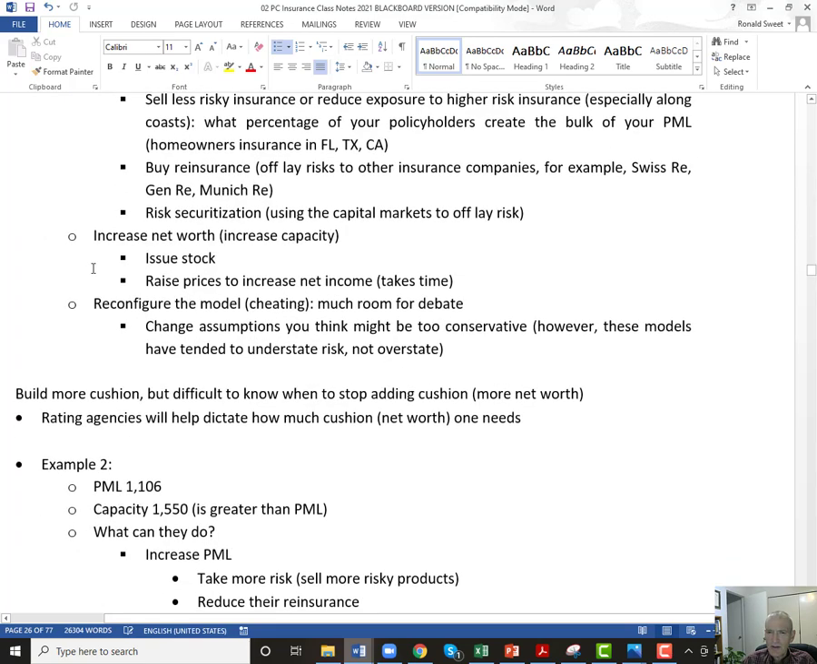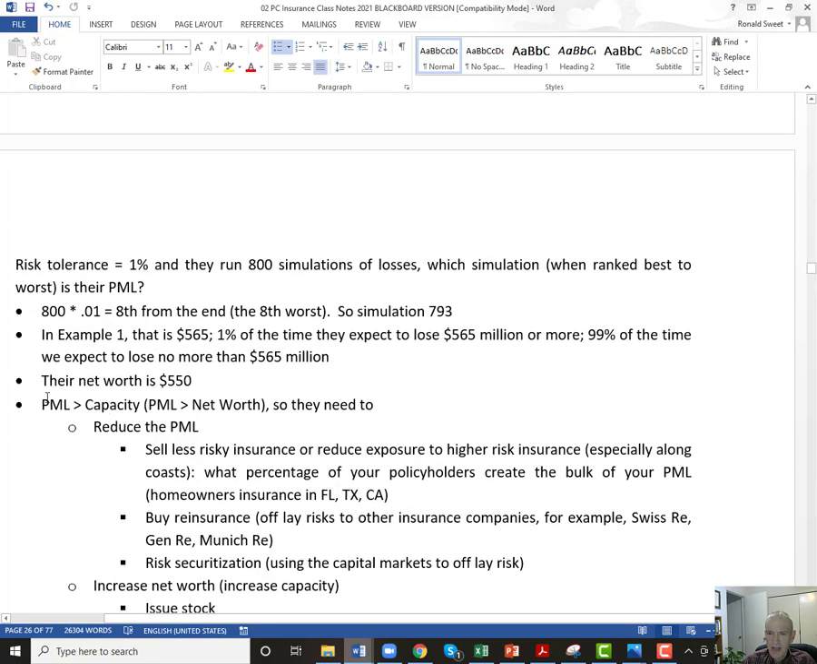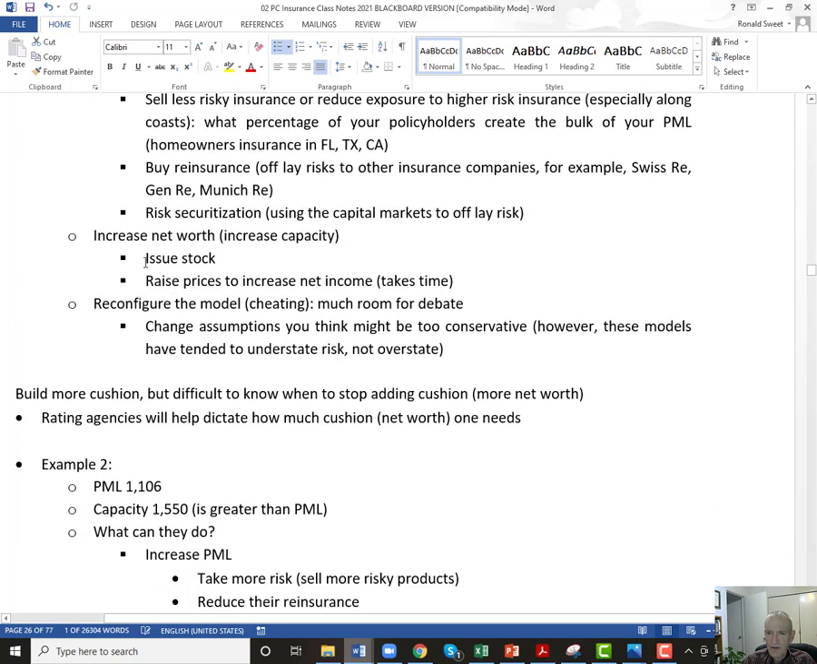The next thing you can do is increase your capacity. So if you can't reduce the PML, increase the capacity. So you could just issue stock and increase your net worth overnight. You could raise your prices, raise your net income, make more money, but that's going to take a long time. If you need to build up tens of millions of dollars in net worth, you're not going to do that by increasing your net income by $1 million. It's going to take too long, but you could do that.